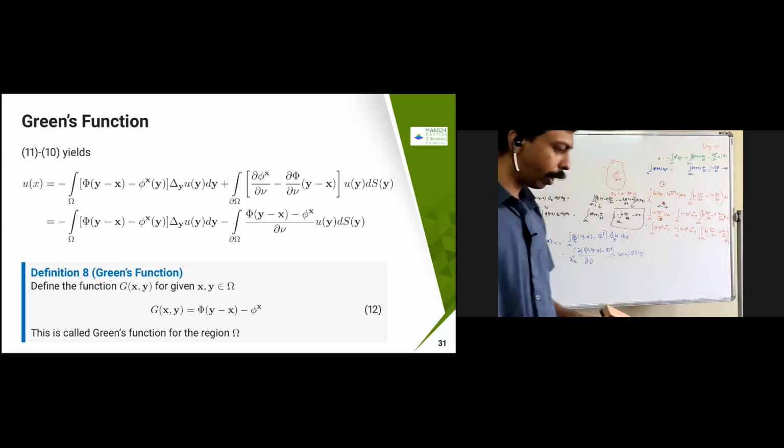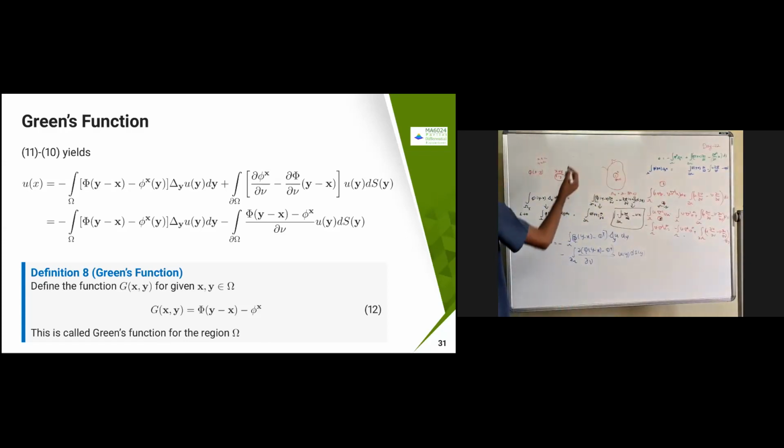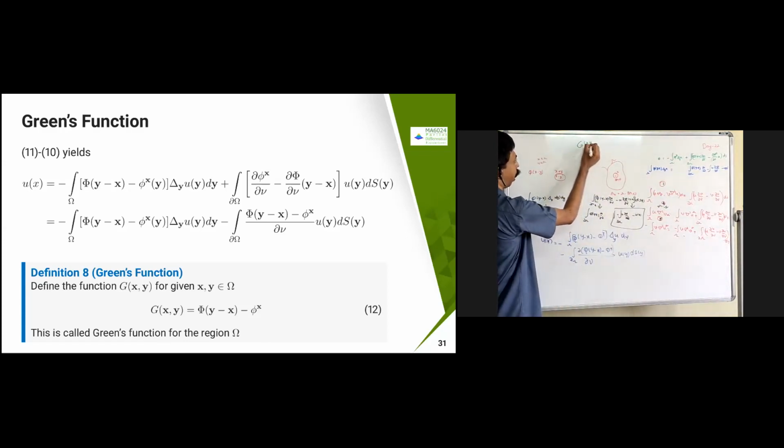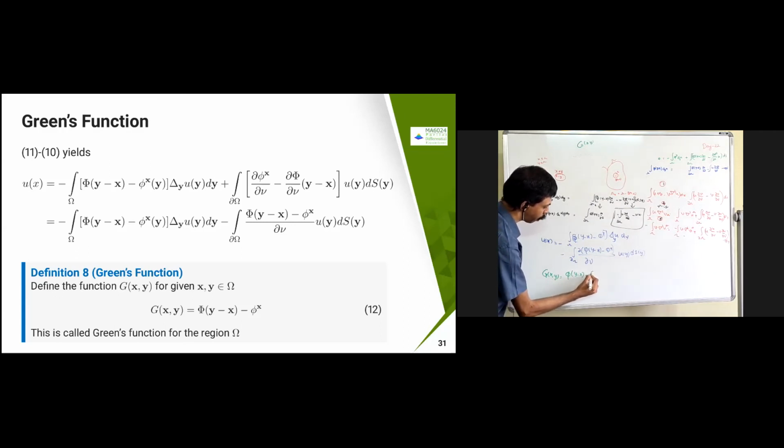From this, we are going to define this G of x y. Our aim is that we have been trying to find this G of x y for a long time. So I am going to define G of x y as π of y minus x minus π x. So this is the fundamental solution. Then I introduce a corrector function. This corrector function gives you some solution, and the fundamental solution minus the corrector function is nothing but your Green's function in the region omega. So this is the Green's function which you write.